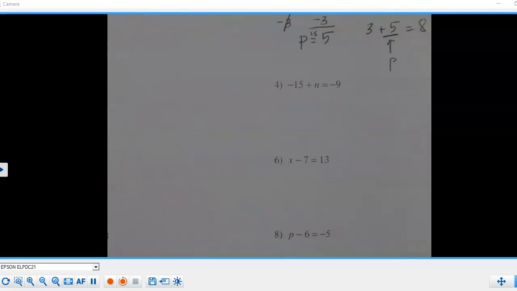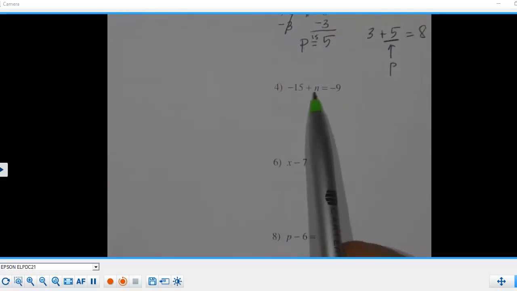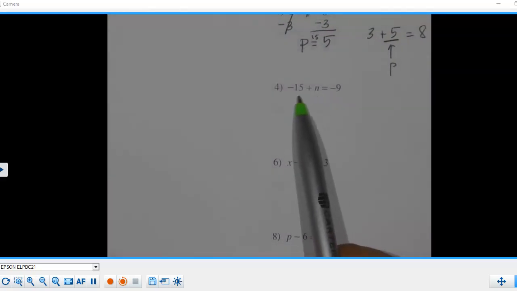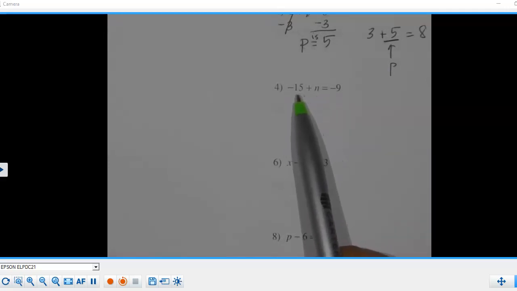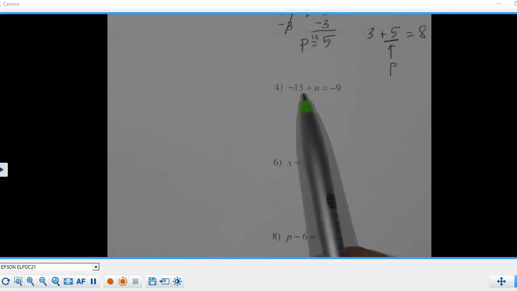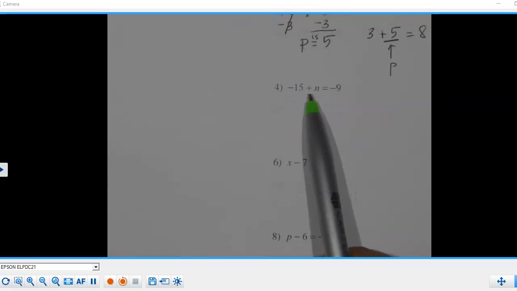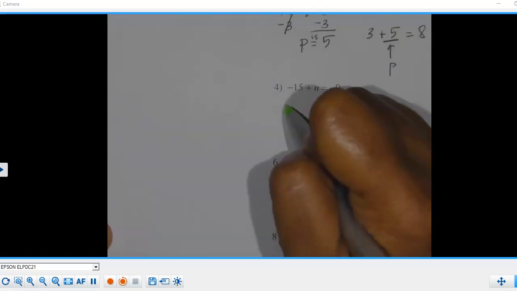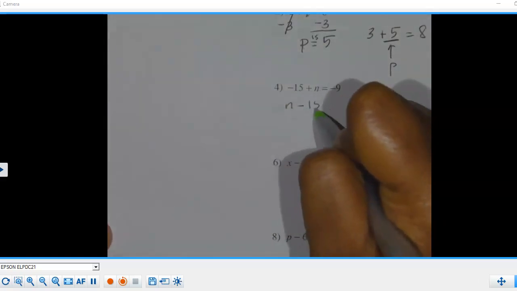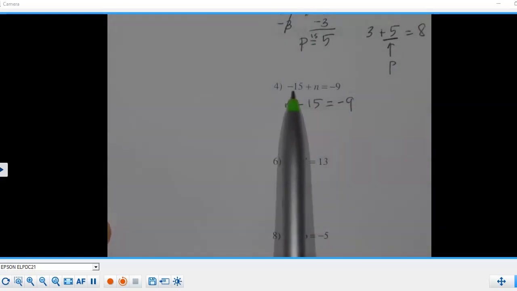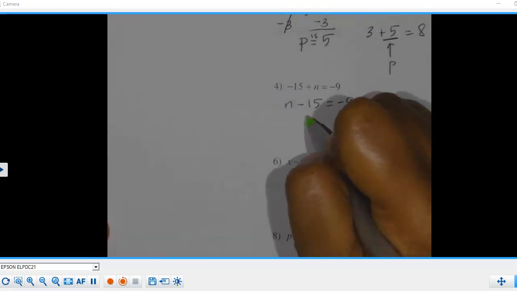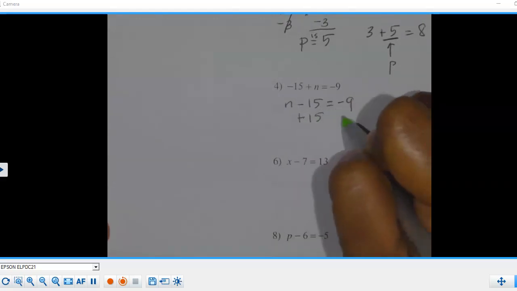So let's go to number 4. What is happening to N? Because this 15 is negative, it's N minus 15. So basically, this 15 is being subtracted from N. And if you can't see that, another way to write it is like this. That's the same thing. If I was to move that negative 15 here and put the N in the front, that's what it would look like. So again, I don't want to do subtraction. The inverse operation is to add 15.